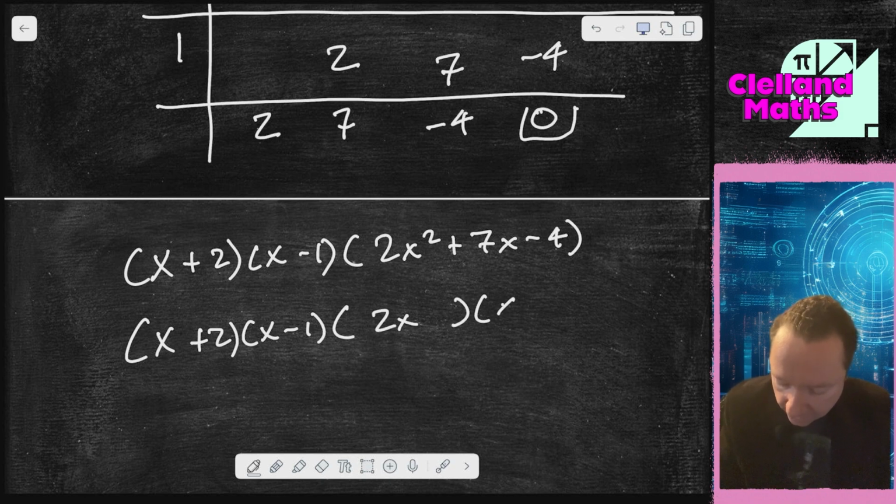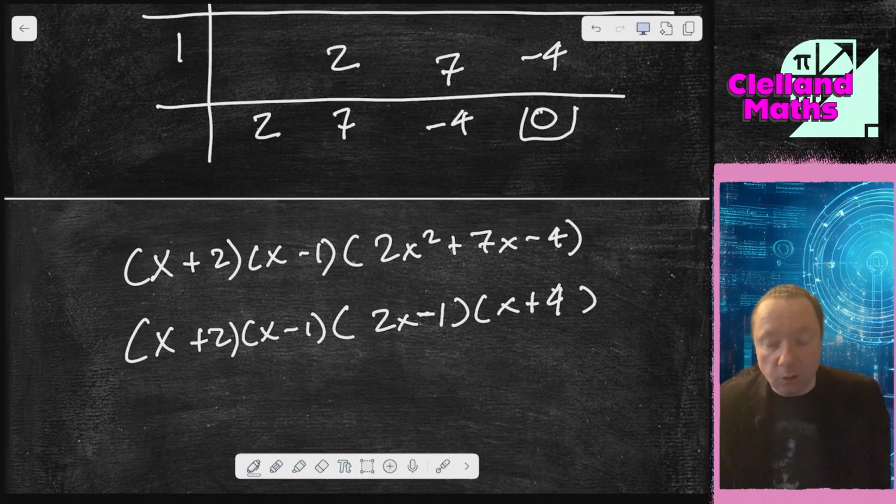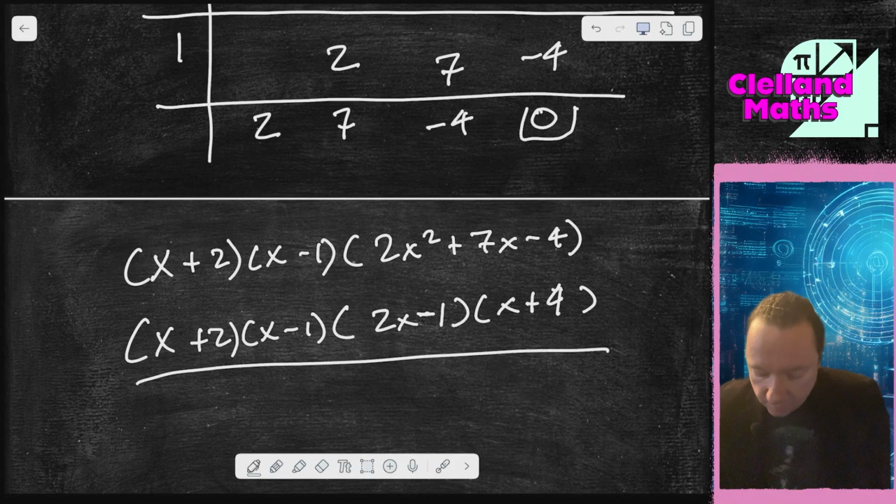2x, x. Outside would be 8, 2 fours is 8, and middle is 1 to make the 7. I want to make plus 7, so plus 8 minus 1. Just double check by expanding it. 2 eights, 2 fours. See, I've written 8 even though I said 4. 2 fours is 8, minus 1 is 7, and we're done. We've completely factorised it.